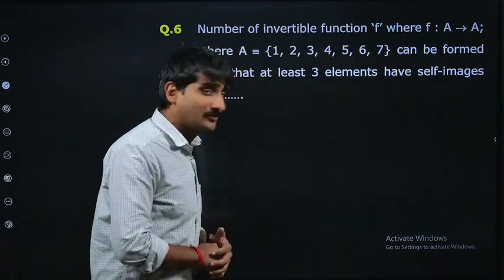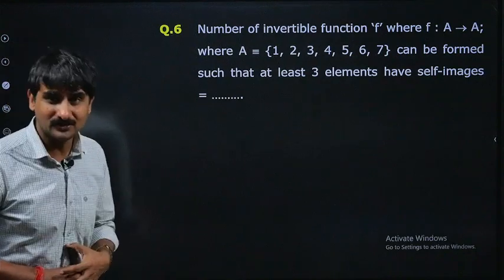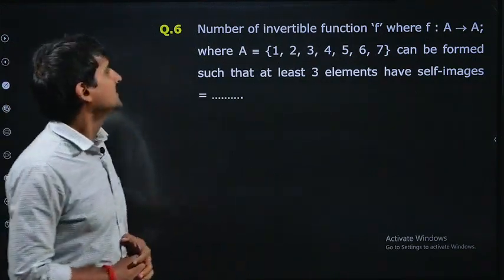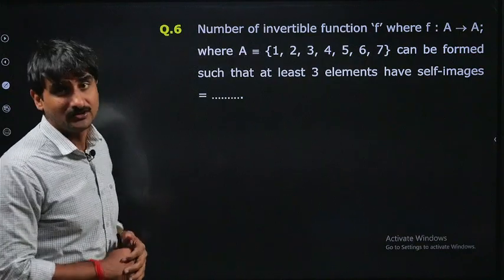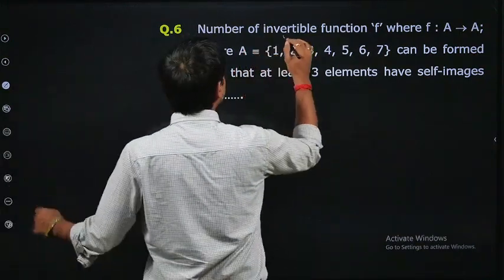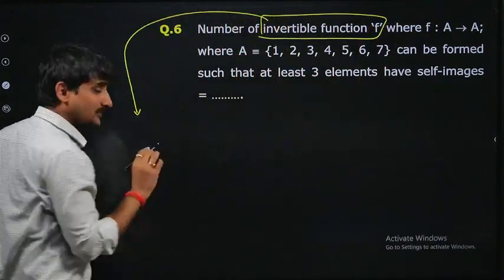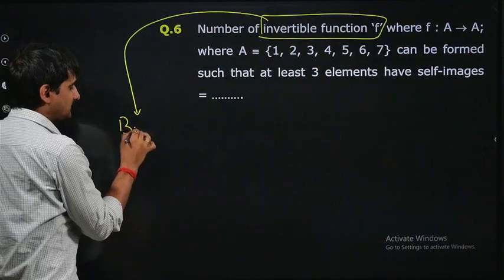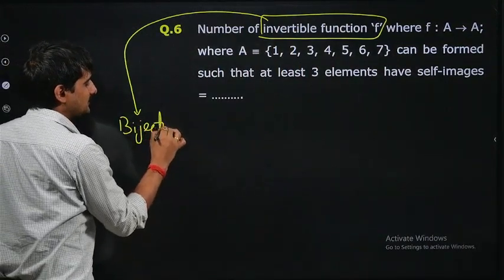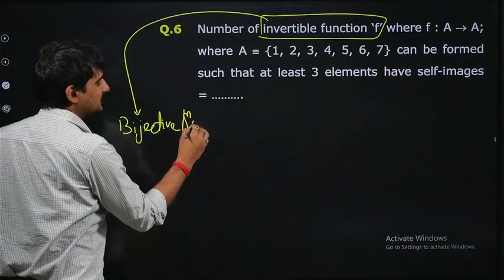Now moving to the next question of permutation and combination once again. So the number of invertible functions f. What are invertible functions? Those functions are invertible which are bijective functions.